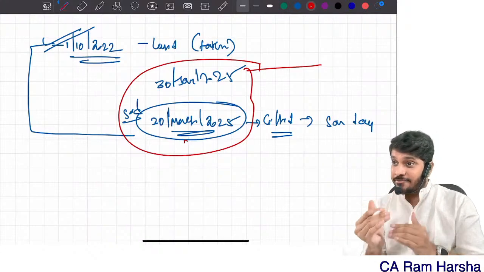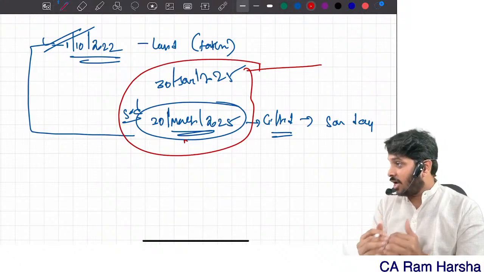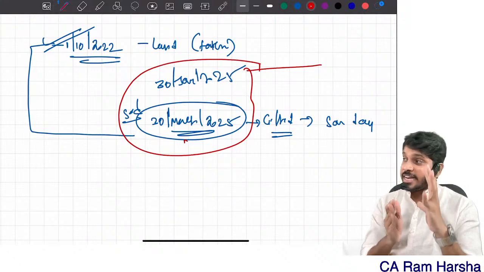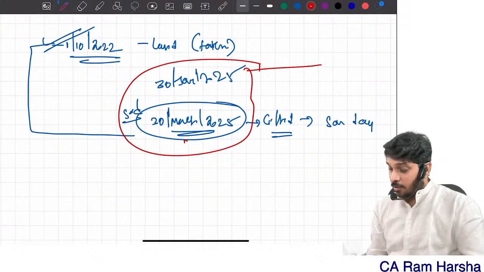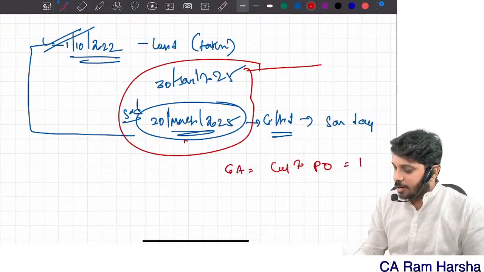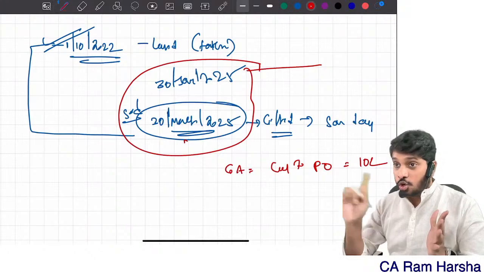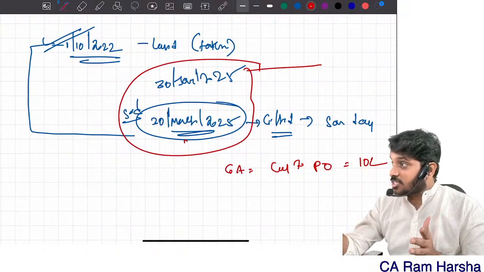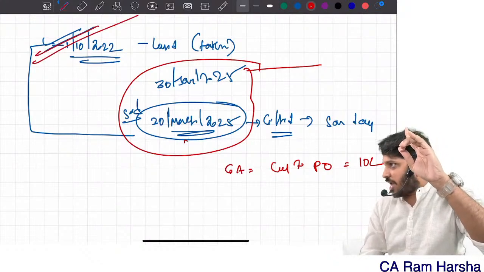You got it as a gift, as a will, as an inheritance, as succession, which is covered under 49 subsection 1. Then what is the cost of acquisition? Cost to previous owner. My father purchased it at 10 lakhs. What is the period of holding? Don't compute it from when you purchased it. Compute it from when your previous owner purchased.